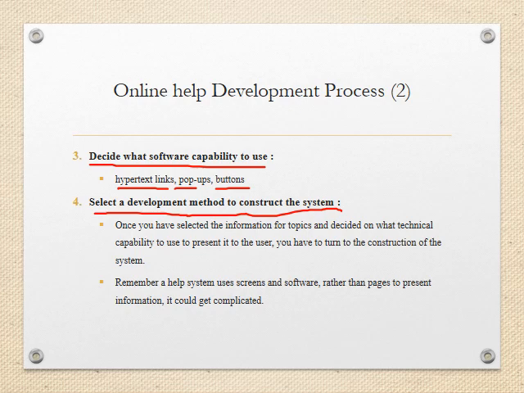Here we reached the fourth stage, which is the construction. Once you have selected the information for the topics and decided what technical capabilities to use to present to the user, you have to turn to the construction of the system. So now after we defined the nature of the design and the nature of the topics, we have to move to the construction phase. Remember, a help system uses screens and software rather than pages to present the information. It could get complicated.